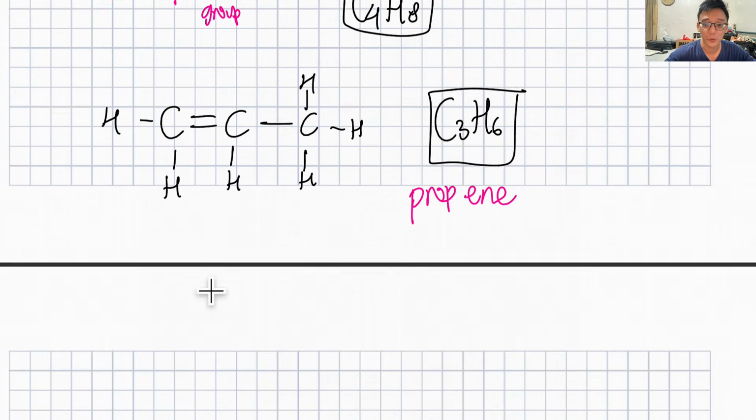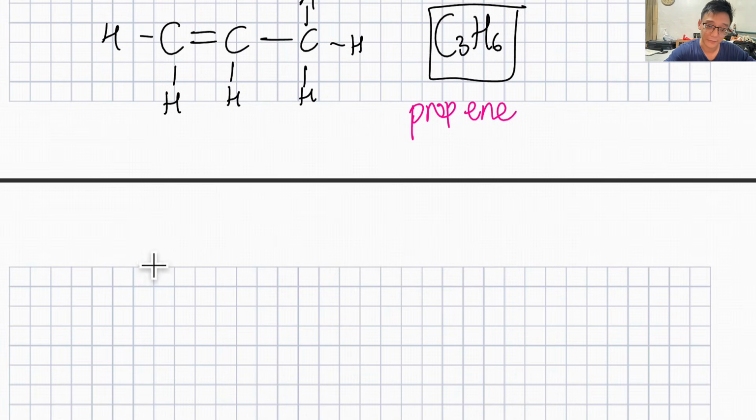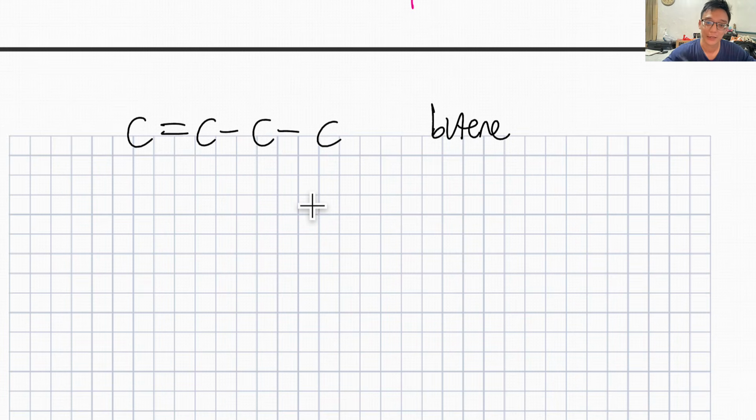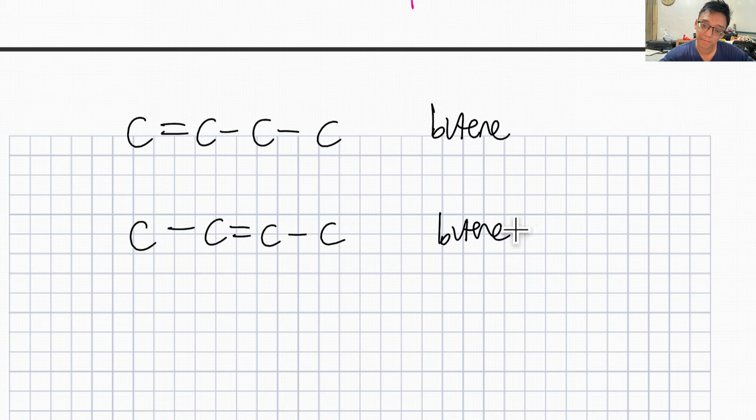Now let's move on to a rather more complex alkene, for example, butene. We have butene like this. It's called butene because it has 4 carbons. However, we can also draw butene like this. This is also butene. Then what's the difference between the first drawing and the second drawing? Actually, the location of the double bond.